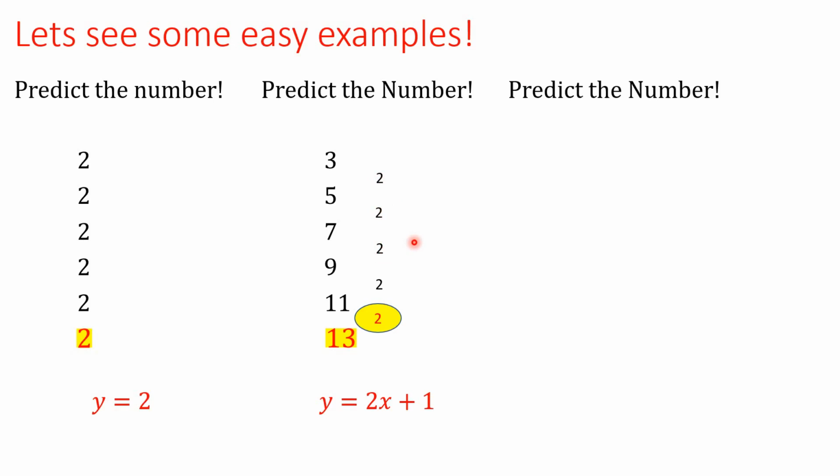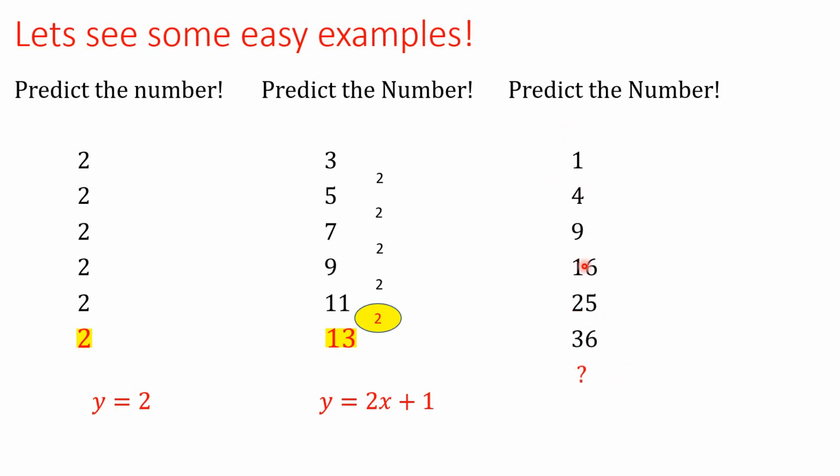Like this, let us take one more example, and then we will see one pattern here. All right, so the third example is, suppose you have these numbers 1, 4, 9, 16, 25, 36, and you have to predict the next number.